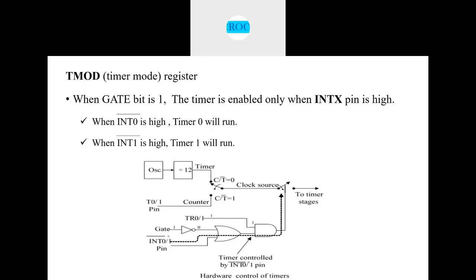This is what I discussed in the last class. When the gate is 1, we call it the hardware way of controlling the timers. When the gate is equal to 0, it is the software way of controlling the timers, right?